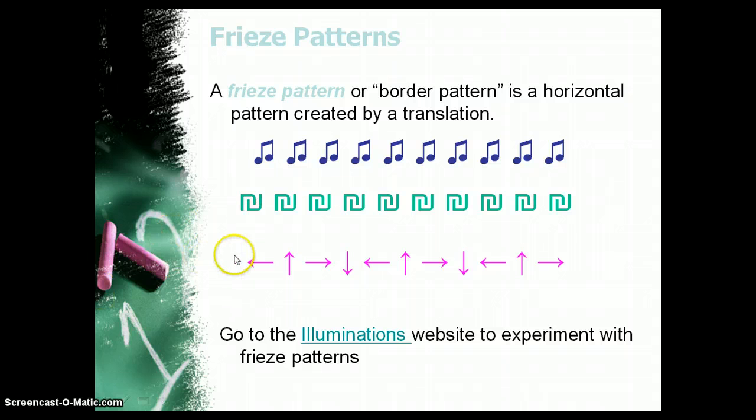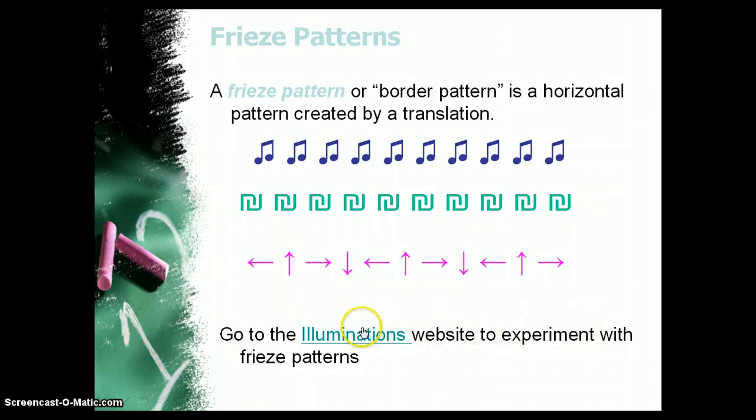Now, with the arrow pattern, something a little different happens. We not only slide the arrow over, but we also rotate it 90 degrees so that it now is pointing upward. For the next image, we again translate it over to the right and rotate it 90 degrees now. So now the arrow is pointing to the right. That pattern continues throughout the rest of that frieze pattern.